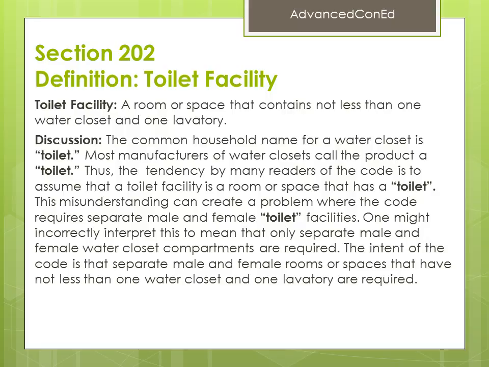This misunderstanding can create problems where the code requires separate male and female toilet facilities. One might incorrectly interpret this to mean that only separate male and female water closet compartments are required. The intent of the code is that separate male and female rooms or spaces that have not less than one water closet and one lavatory are required.